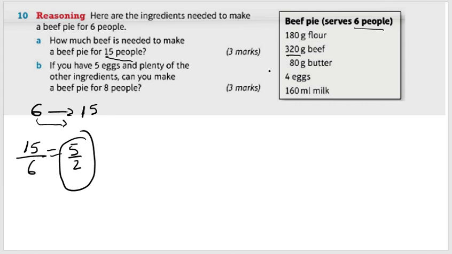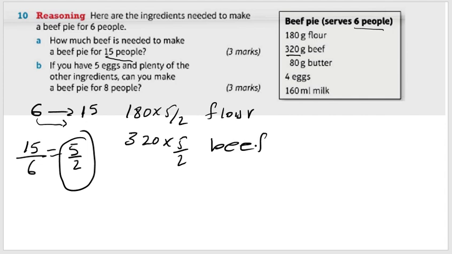So when you are trying to calculate now, for example, for 15 people, how much flour is needed? 180 has to be multiplied by 5 over 2. The flour. When we need to calculate the amount of beef, 320 gram has to be multiplied again by 5 over 2. This is the amount of beef needed. So when we multiply, we can cut by 2, 160, and then 160 times 5 will be 800. 800 gram beef will be needed for 15 people. This is the answer for the first one, A.